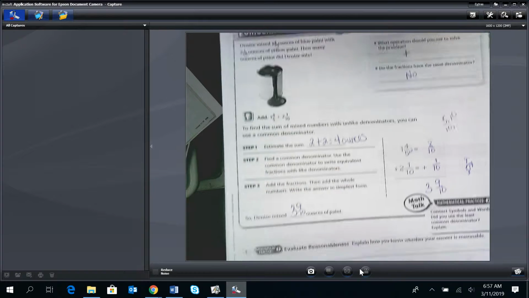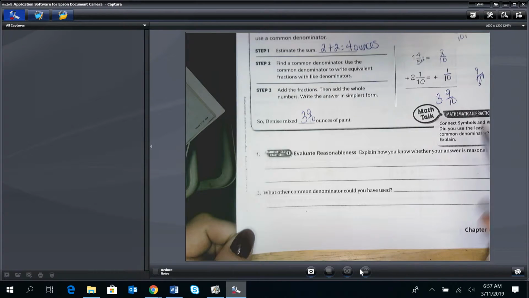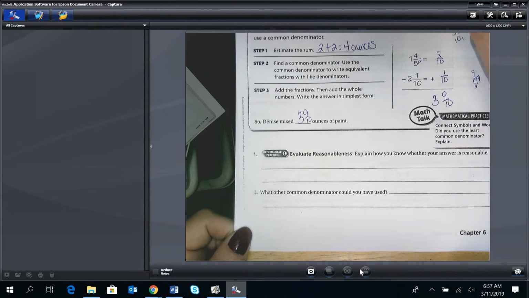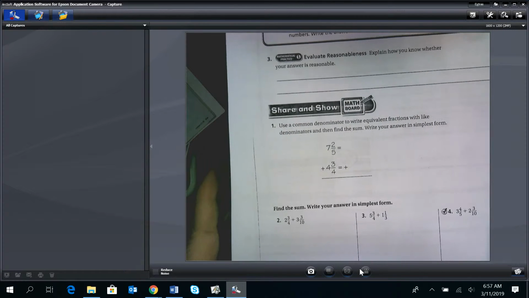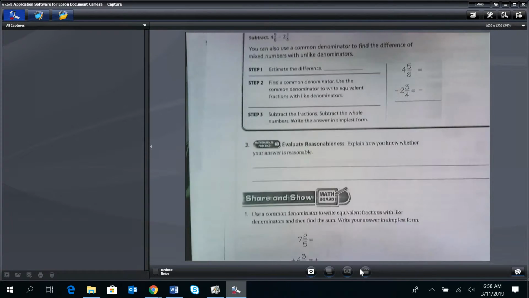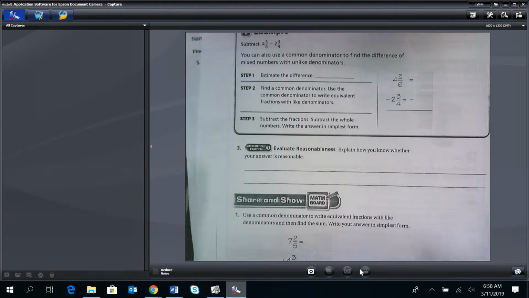What other common denominators could we use? We could have used 20 or 30, but then we would have had to simplify. So we just don't go there. All right. Now if we're going to subtract, same method, we're going to estimate.